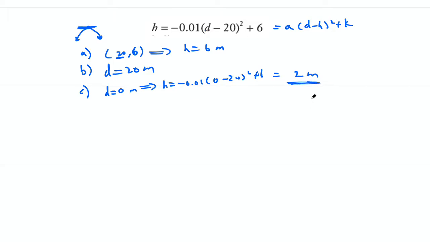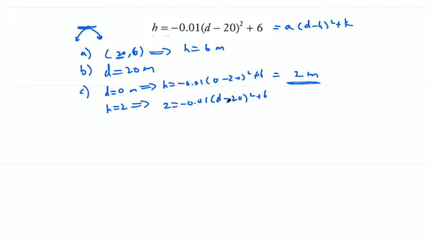When the actual ball was caught, it's going to happen when h is equal to 2. If the ball is 2 meters above the ground when it was thrown, it should be caught at the same height. So when is the height equal to 2? We can solve for this by plugging into this equation here. What we're doing is isolating for d.